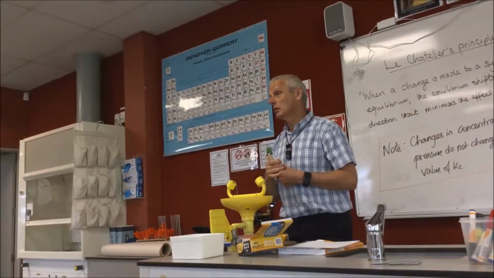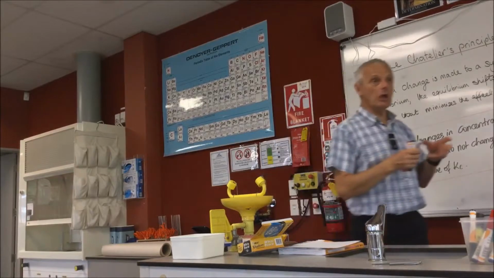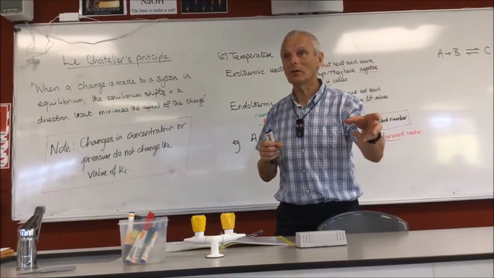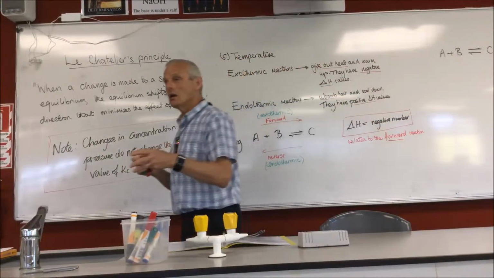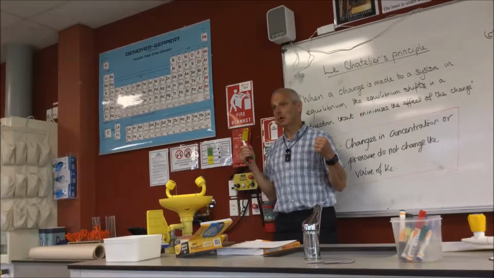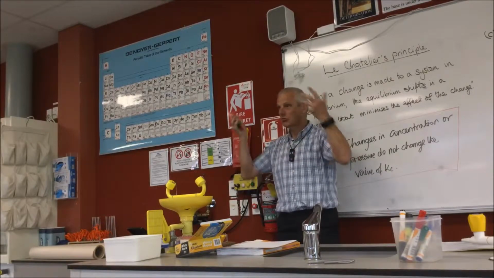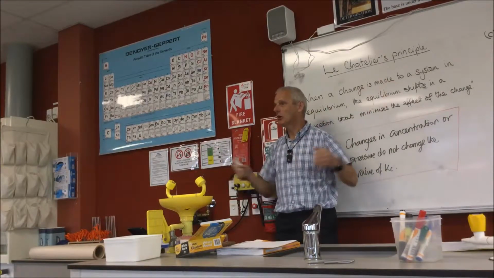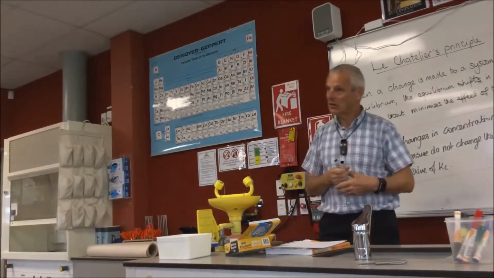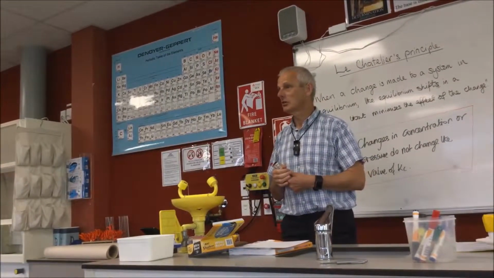If you heat something up, you're putting heat energy in, and it's going to try and get rid of it. The only way you can get rid of it is by absorbing it. So you're putting lots and lots of heat energy in, it's going to try and take it out by absorbing it. And so heating something favours the endothermic direction. Should we write that down?